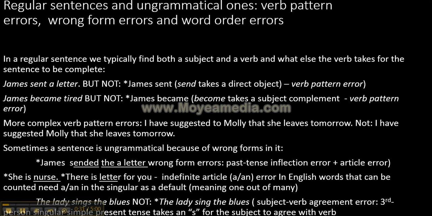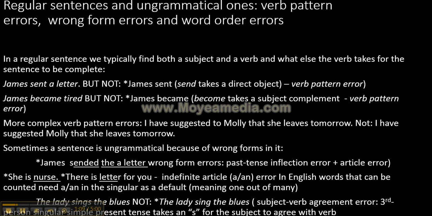I have suggested to Molly that she leaves tomorrow. So the verb pattern is like this: suggest to someone that he or she, that X does so and so. Right. And that might be tricky because here we might have mother tongue interference, because people would just think that the sentence structure would be like that which the counterpart verb would take in their native tongue. So there would be mother tongue interference.